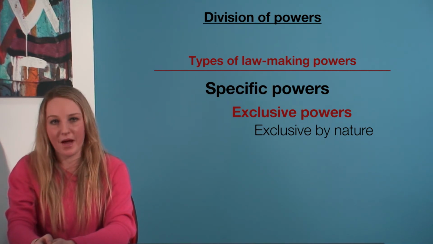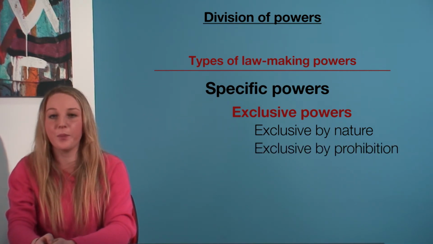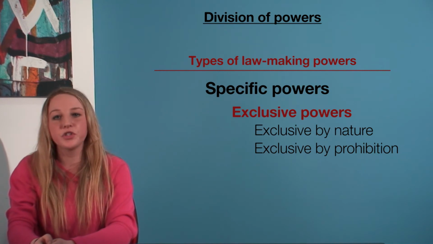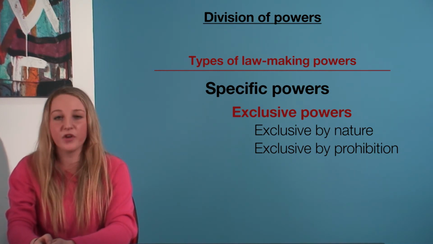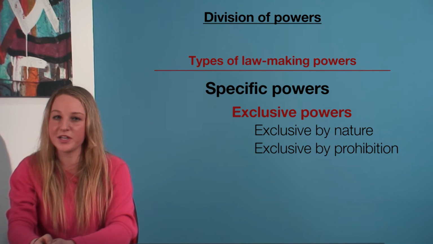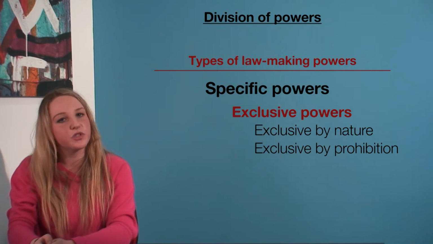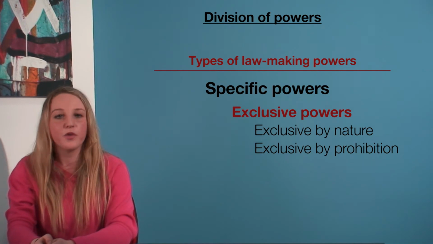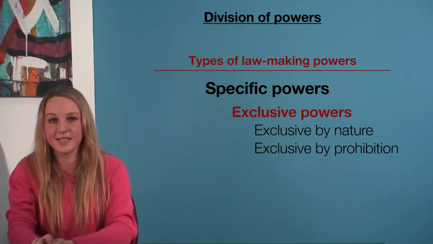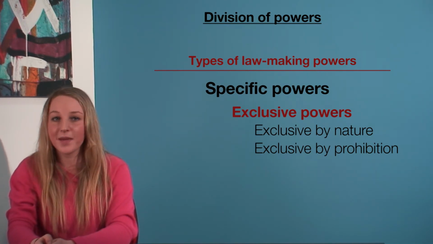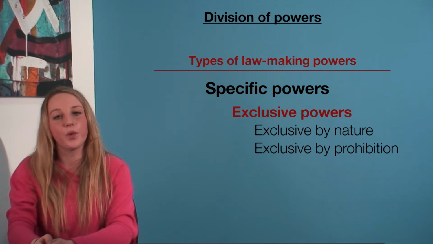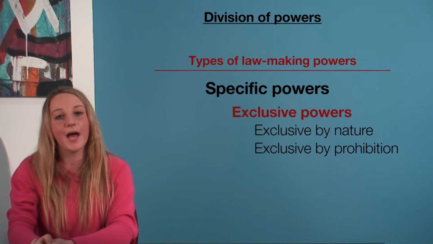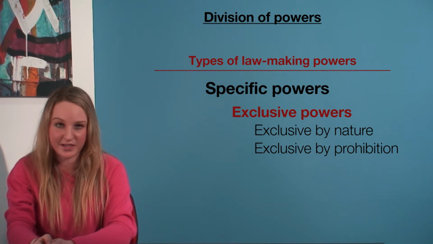A lawmaking power might also be exclusive by prohibition, meaning that the Constitution doesn't just state that Federal Parliament can make a law on a specific issue, but it also writes that the states are not allowed to make law on the same issue. For example, Section 51(6) says that the Commonwealth can make law on defence, and Section 114 makes this power exclusive by stating that the states must not raise armies or navies.